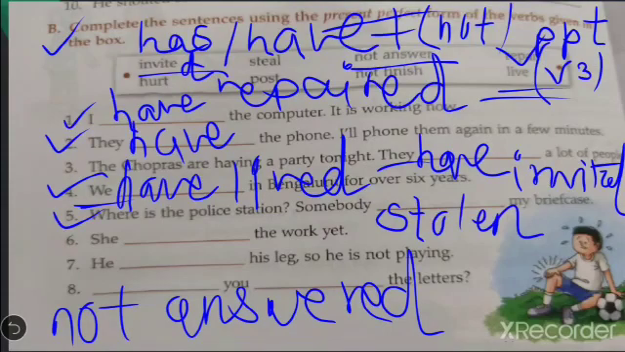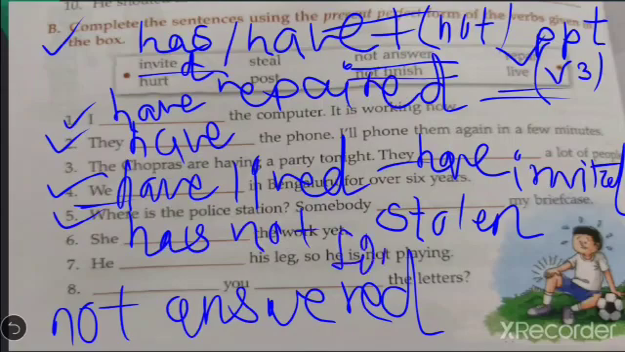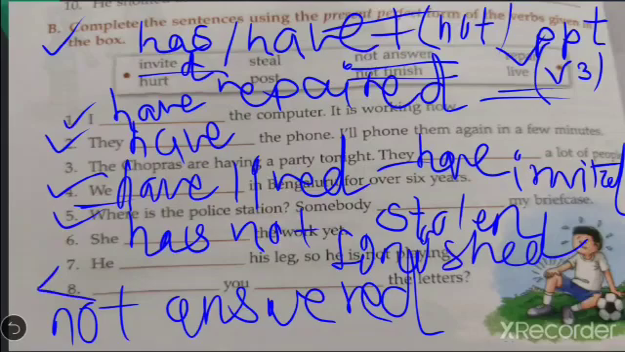She dash the work yet. With he, she, it, you have to use has. She has not finished the work yet. So students, I hope you understand. Now this number 7 and number 8, both blanks, do yourself. We'll go to the next exercise.